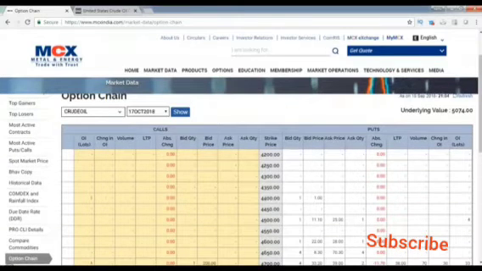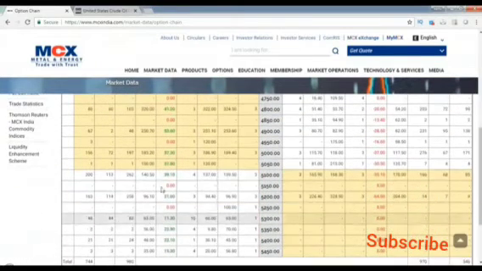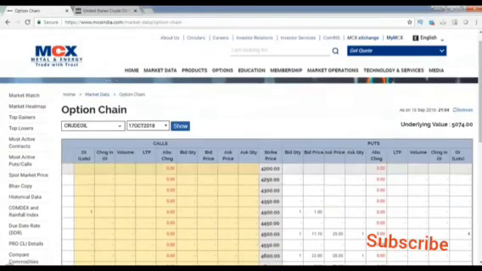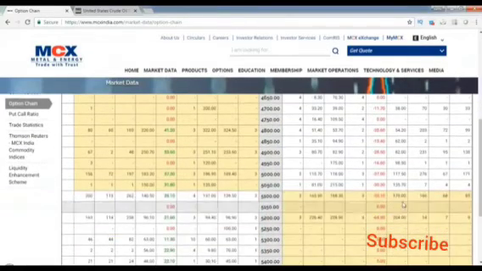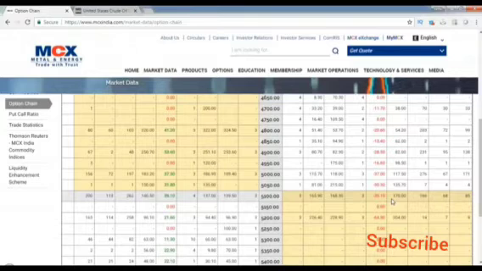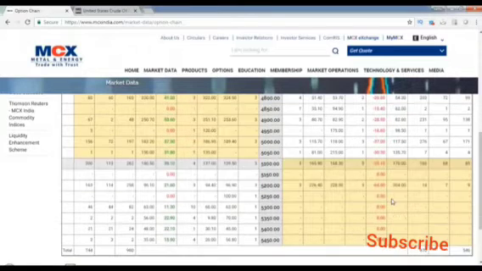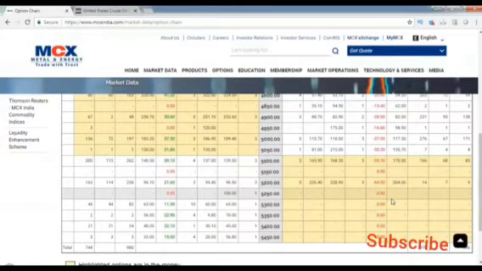This is the last traded price, so it is trading around 140 rupees, and this one is the last traded price, trading about 170 rupees. So guys, please remember it is quite expensive to trade in this.